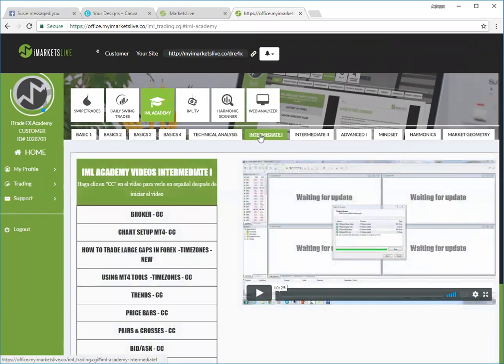Now intermediate 2 talks about starting up a broker. Now a lot of people get this mixed up thinking that iMarkets Live is the broker. No, IML is the educational platform that teaches you how to trade. We do not get paid from anything. I am partners with IML. I do not get paid.